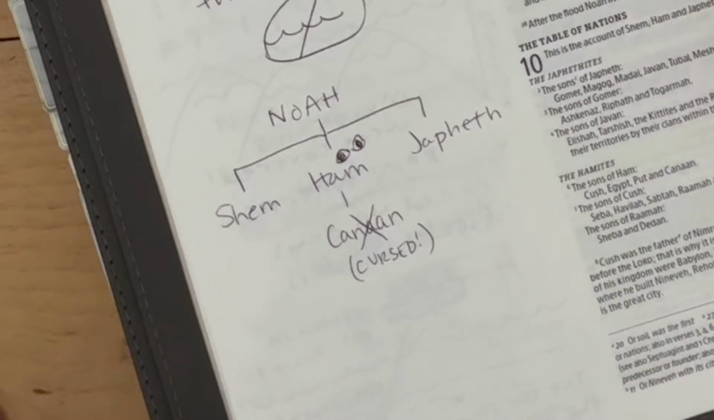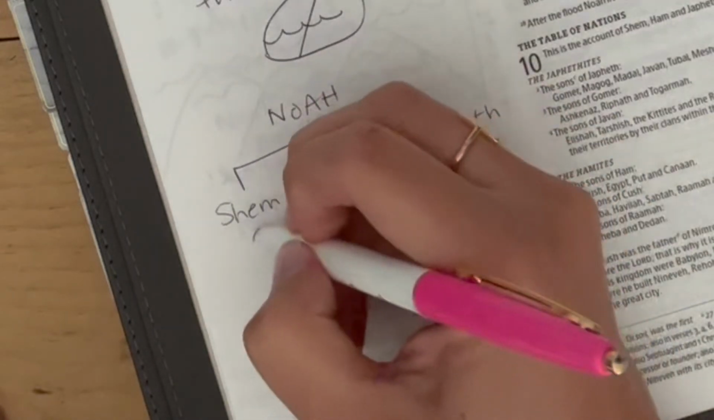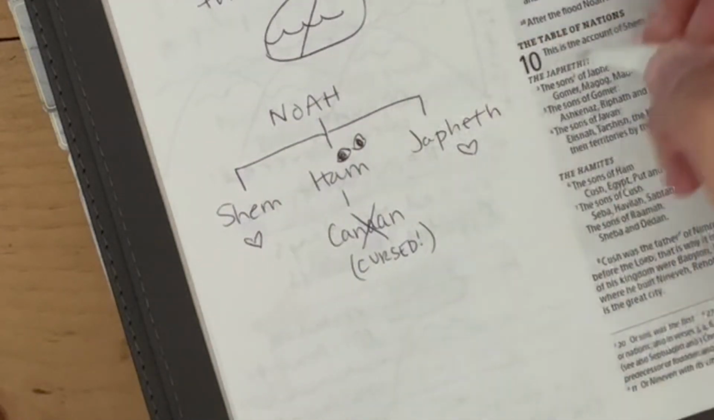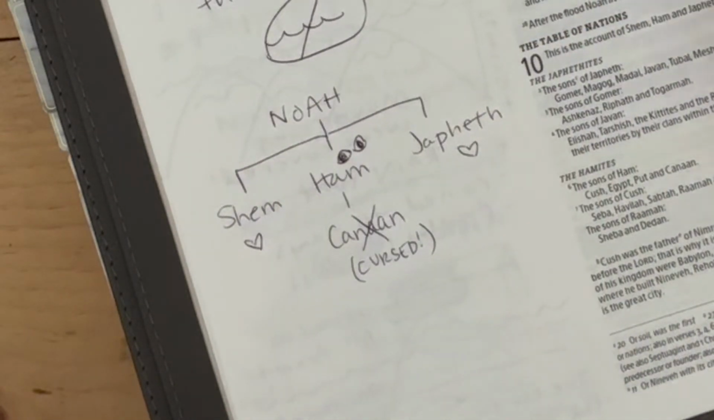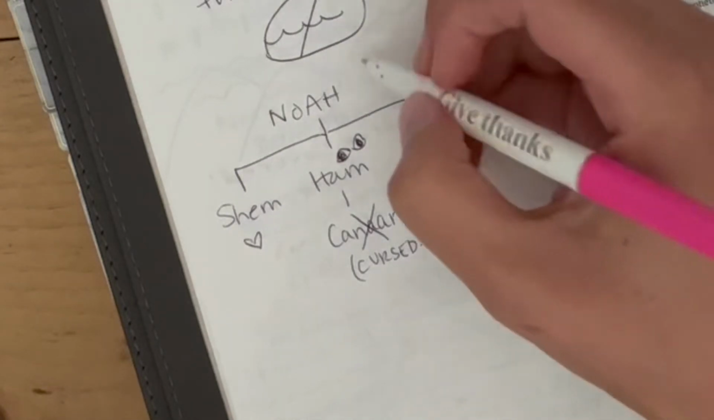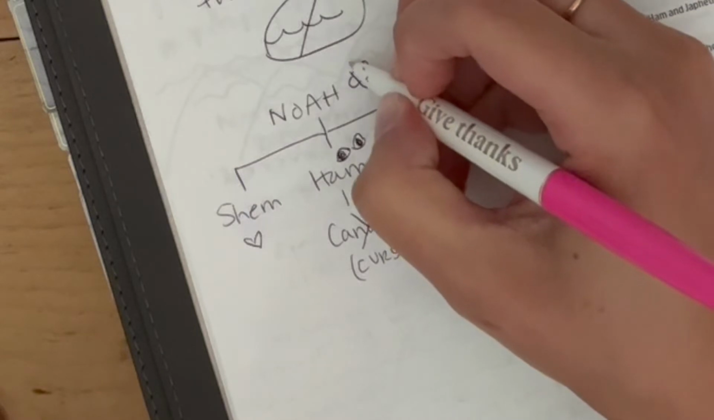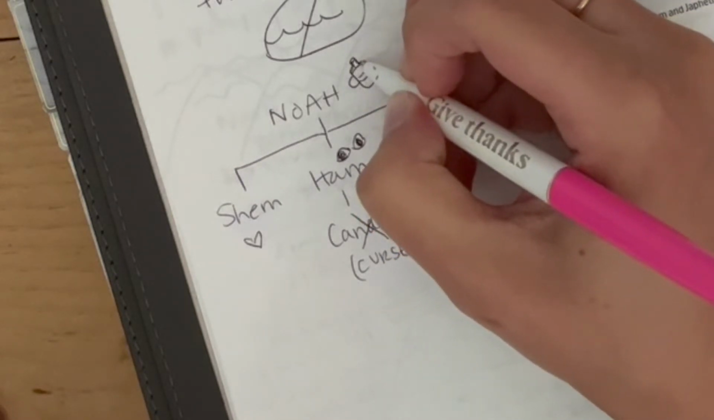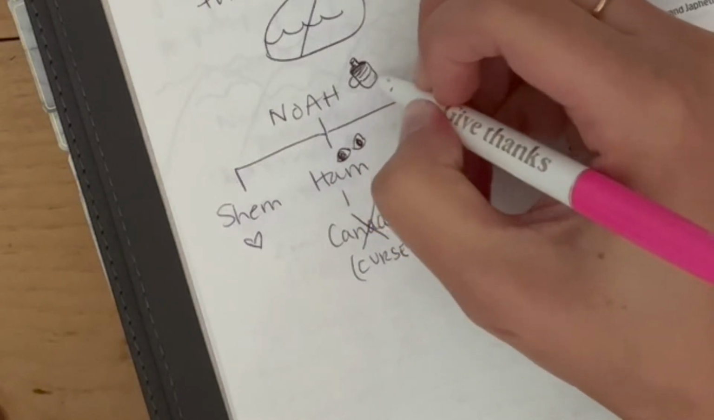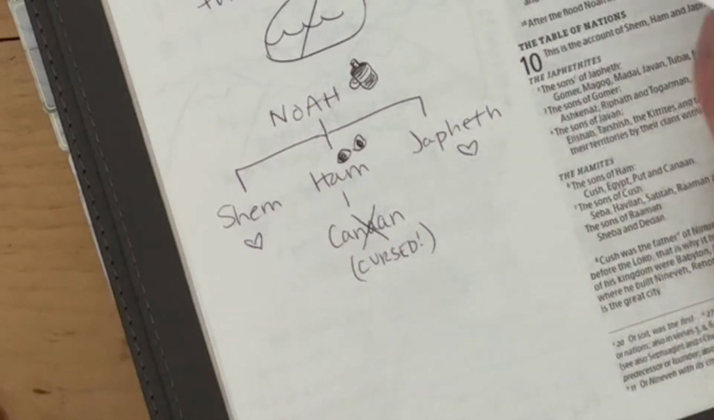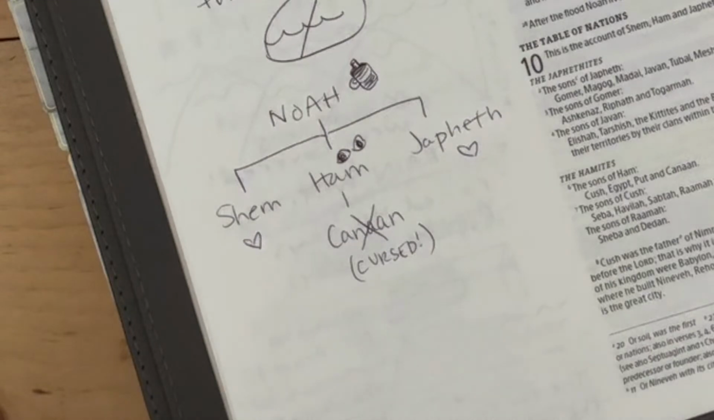He also said, "Praise be to the Lord, the God of Shem." So he's happy with Shem and Japheth for being respectful of their father. And I might even, just for fun, draw a little, oh dear, that doesn't look very good. There. Draw his little jug right there.